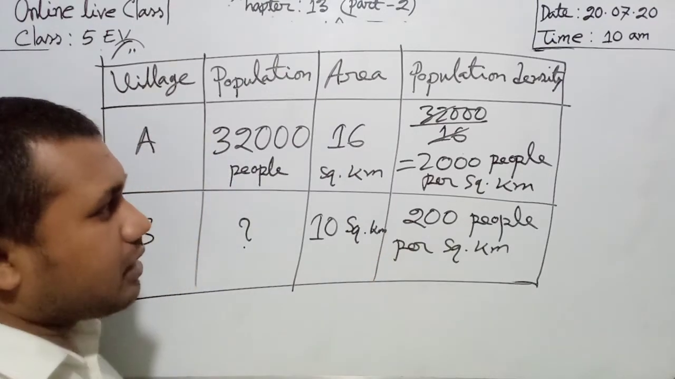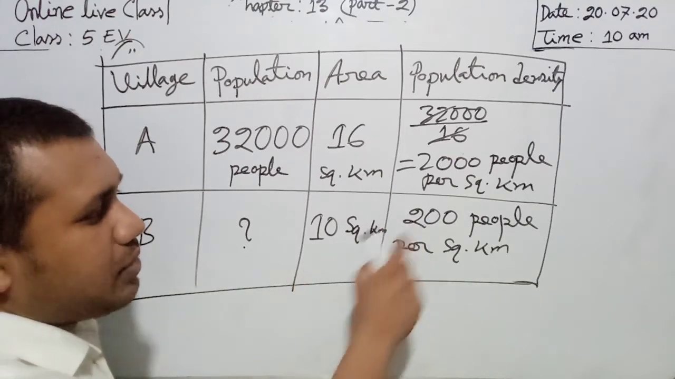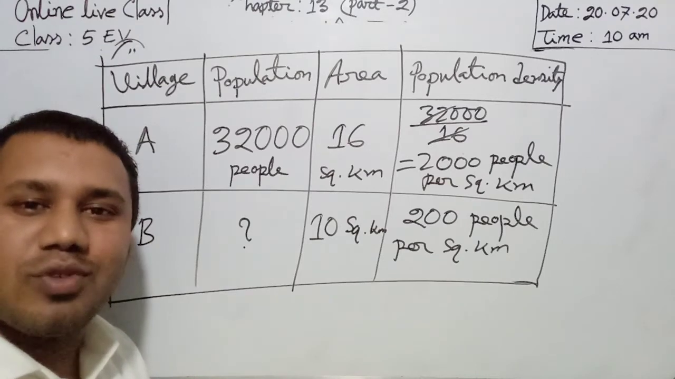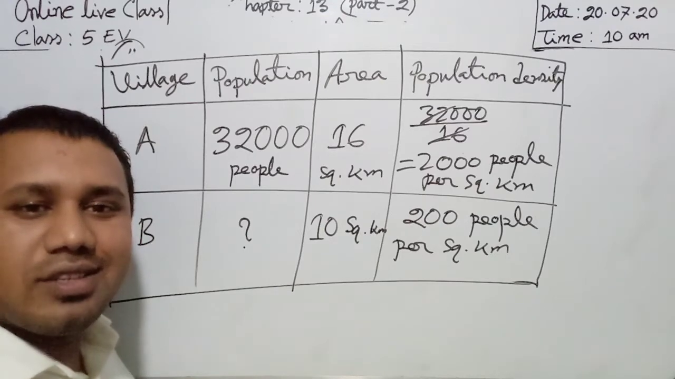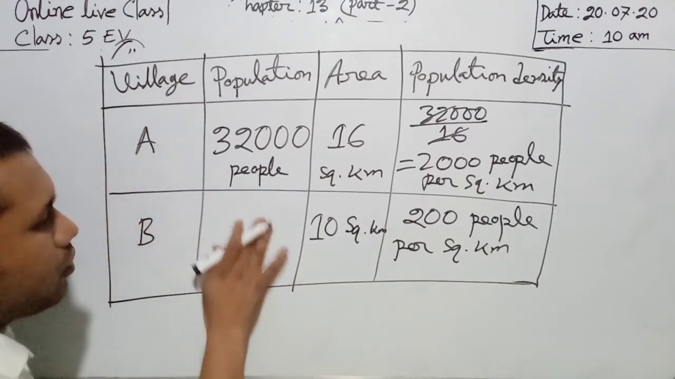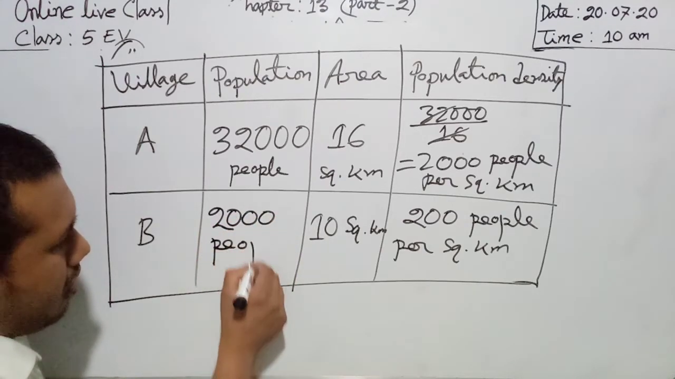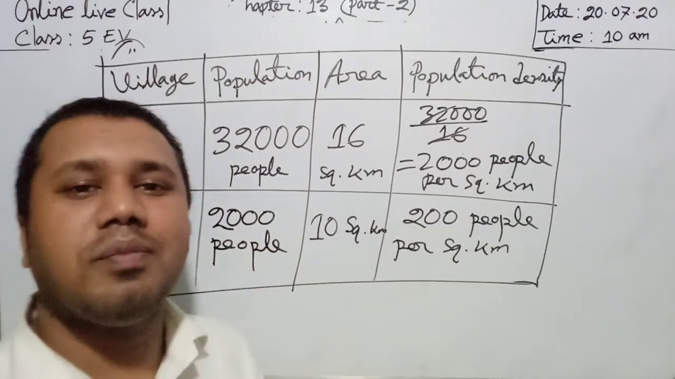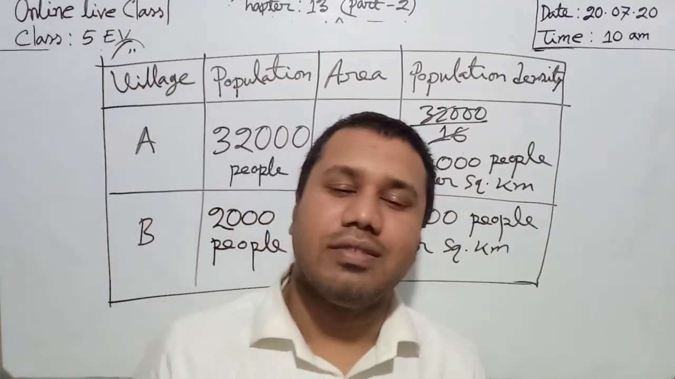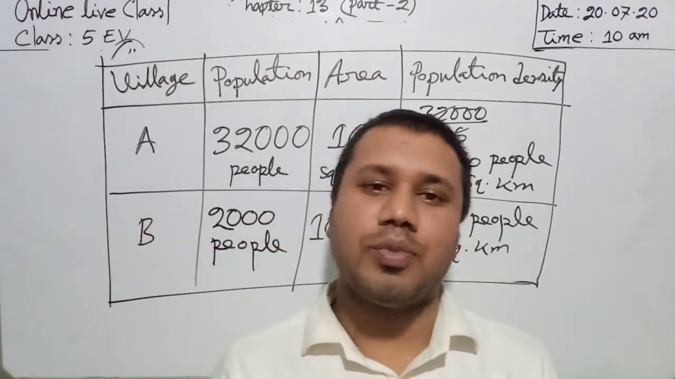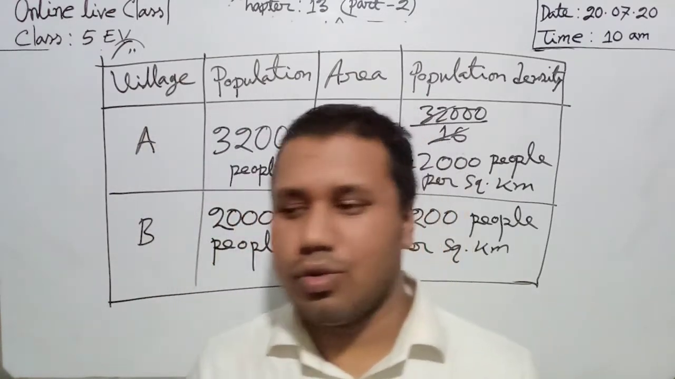And look, for village B, we have to find the total population. Their area is 10 square kilometer and population density 200 people per square kilometer. And we know the formula of population: area into population density. So if we multiply, this will be 2000. So we can say village B is a very simple, little village. Clear? So this is the process. You can find the value of population density, population, and also area. Clear, dear students? So now you can take your homework.